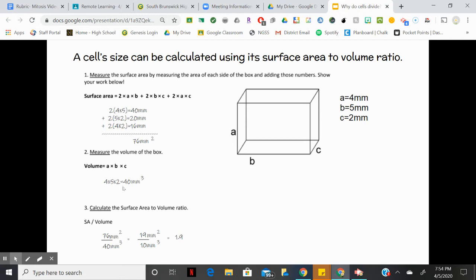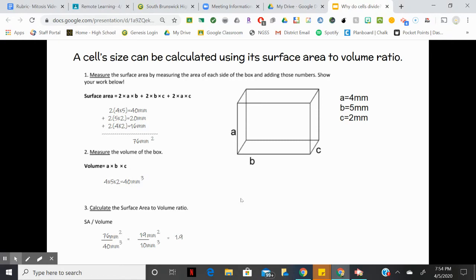Then we need to find the volume. Volume is much easier. It's just length times width times height. So it's 4 times 5 times 2, which gives you 40 millimeters cubed. Then you need to find the surface area to volume ratio. So ratio just means that you take the fraction. So at the bottom there, I'm showing that I'm doing surface area over volume.